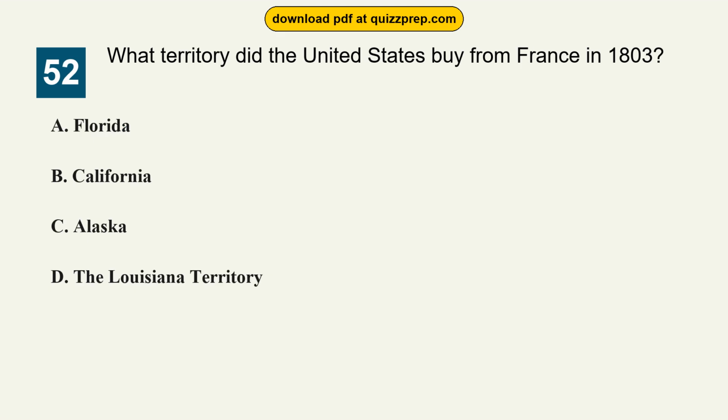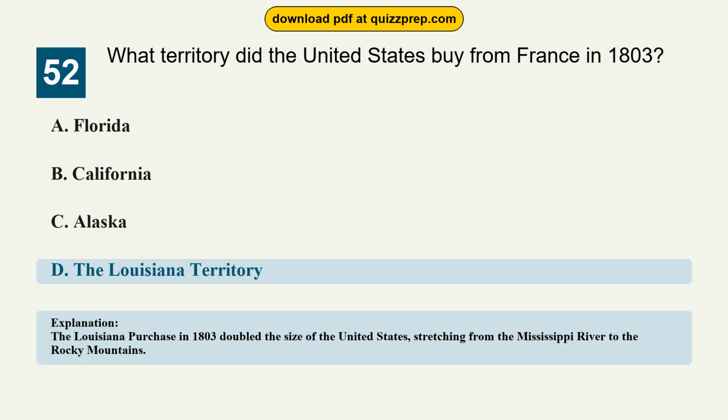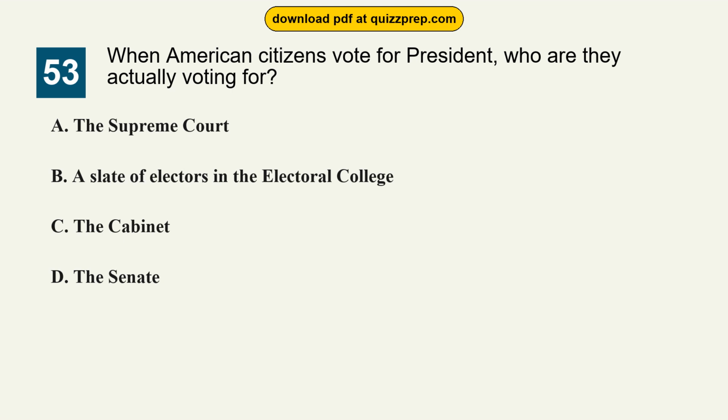Question 52. What territory did the United States buy from France in 1803? Option A, Florida. Option B, California. Option C, Alaska. Option D, the Louisiana Territory. The correct answer is option D, the Louisiana Territory. The Louisiana Purchase in 1803 doubled the size of the United States, stretching from the Mississippi River to the Rocky Mountains.